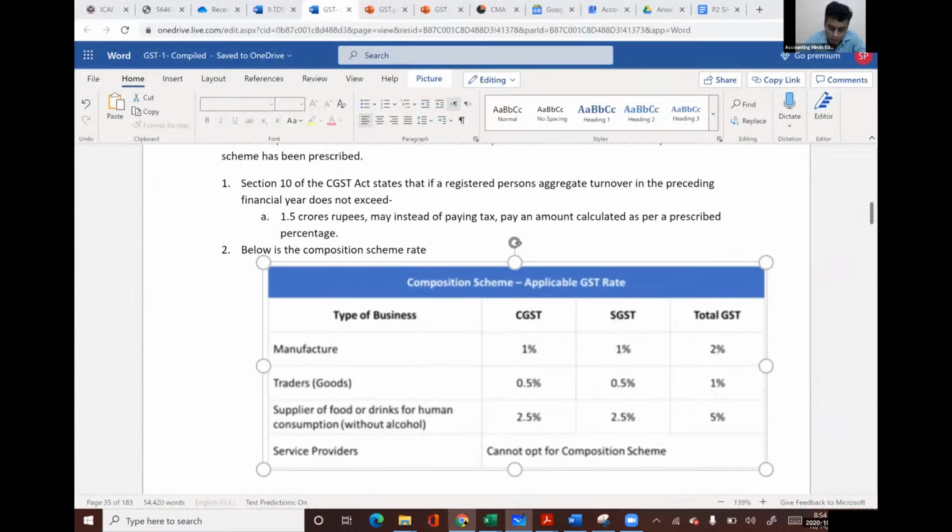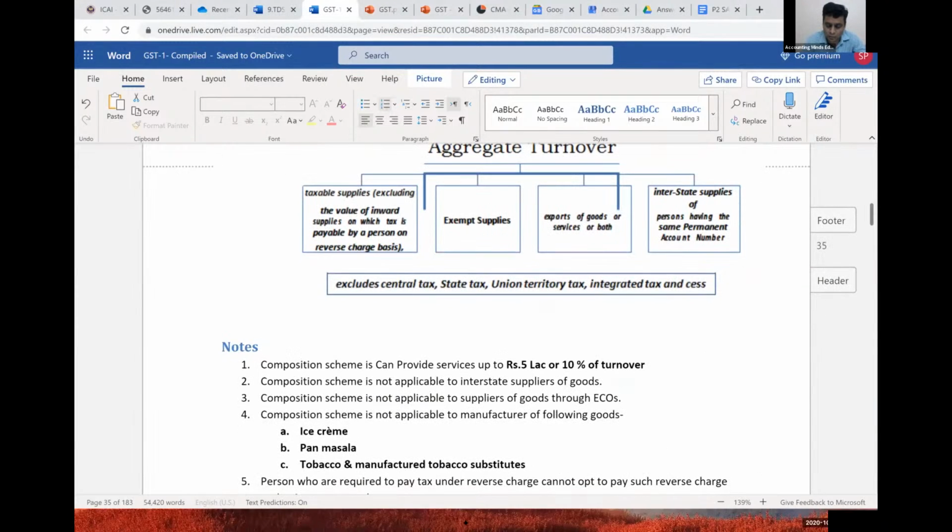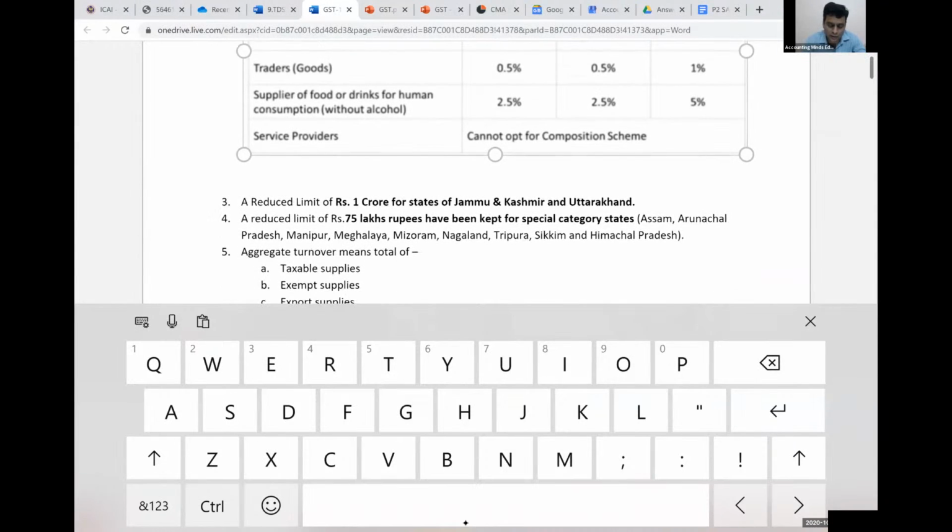Now, there is a change here. There's a change in the provision. We will talk about this in a short while. Now go ahead.